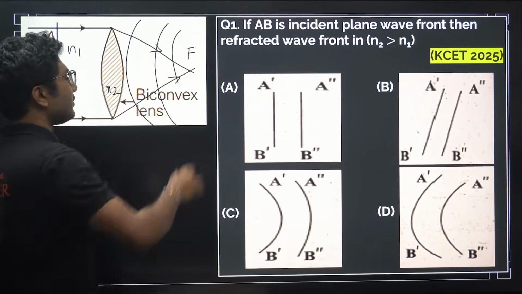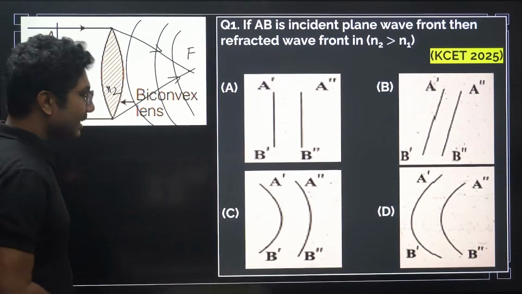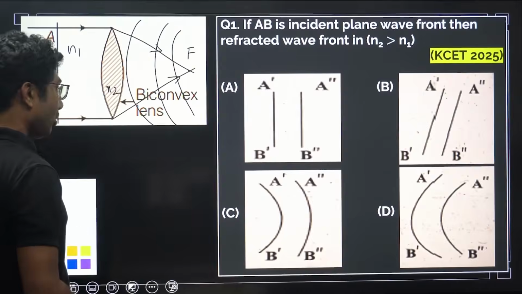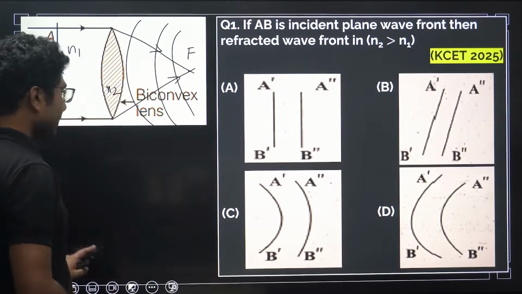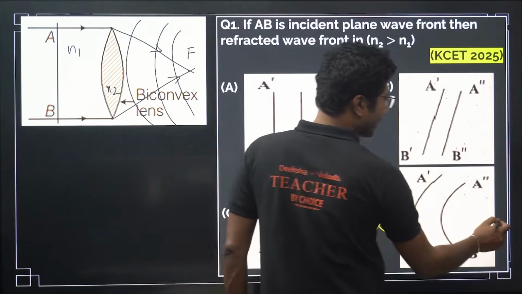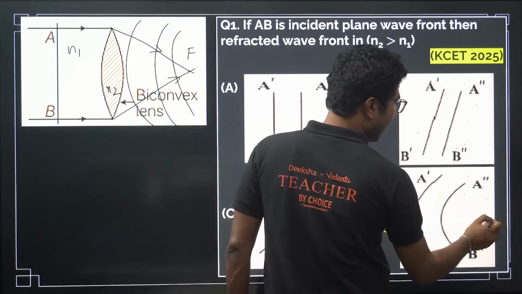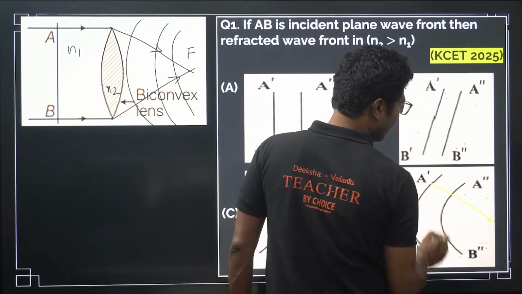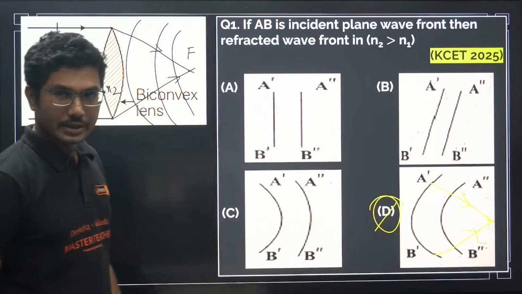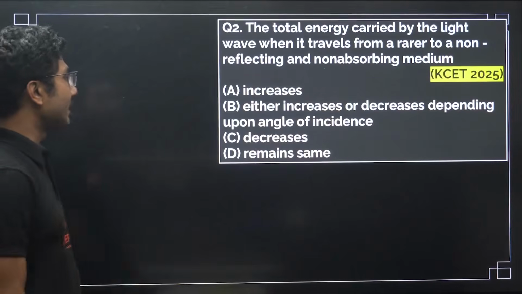So the wavefront will be spherical like this, and the correct answer will be option D, not option A, not option B, not option C, but option D. This is the correct answer. So the focal point is located somewhere here, right? And all the rays are basically merging towards it. So that is the reason this is the correct answer. Now let's move on to the next question.